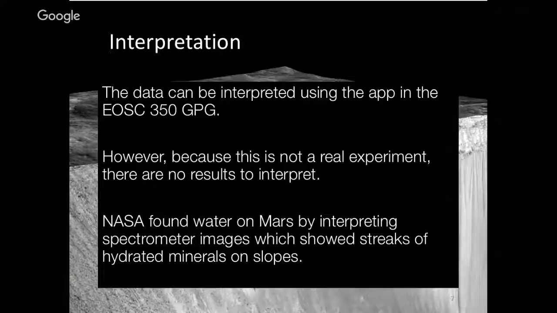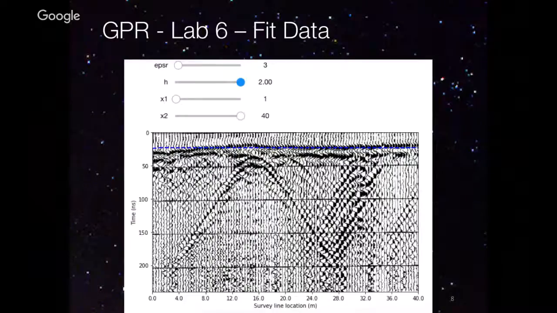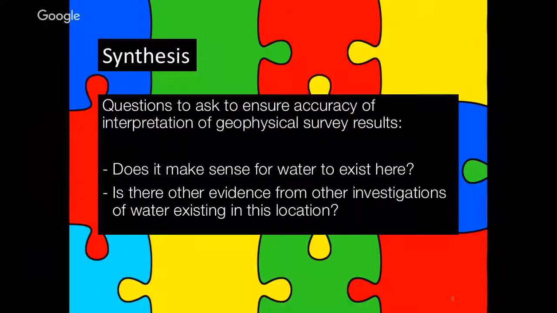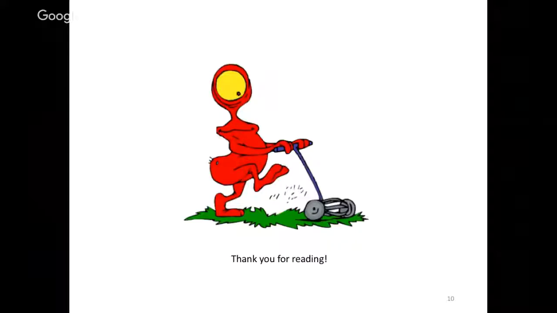For our interpretation, we just want to confirm our findings with the spectrometer images from NASA as well, so that's a confirmation for us. For the app that we're going to use, something similar to the setup for the Lab 6 fit data, where we would see a planar feature for the water. The main questions we're asking are: does it make sense for water to exist here? And is there evidence from other investigations for water to exist? Thank you for listening.